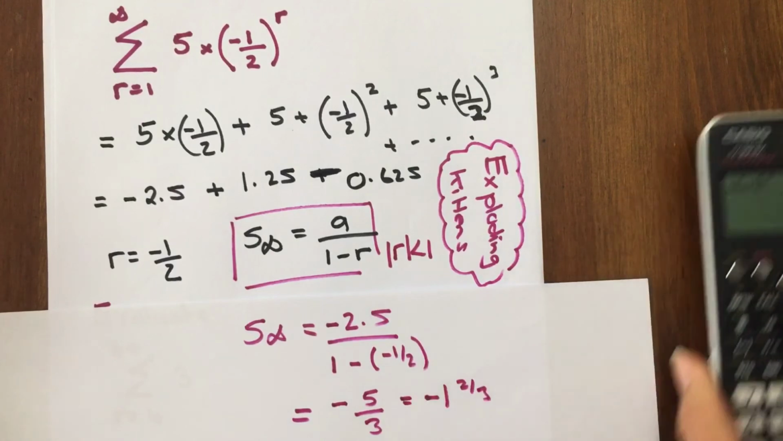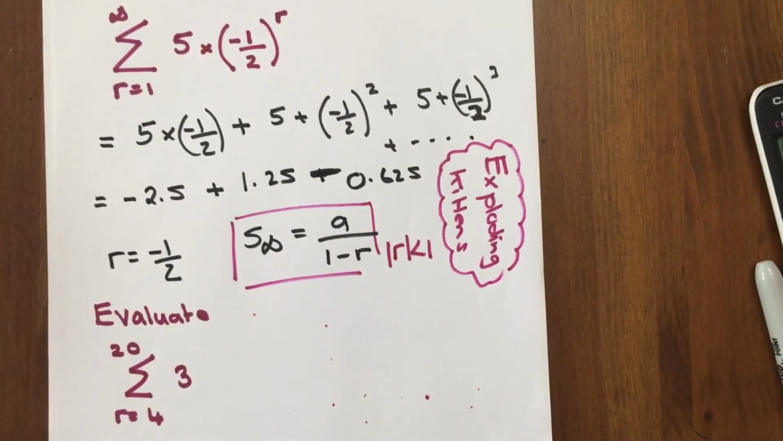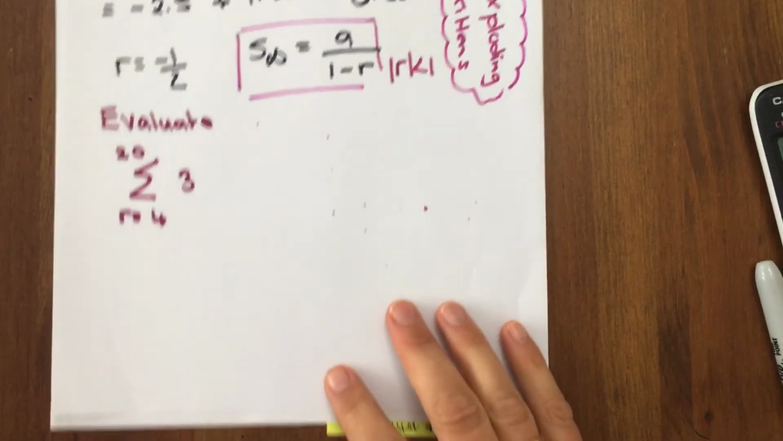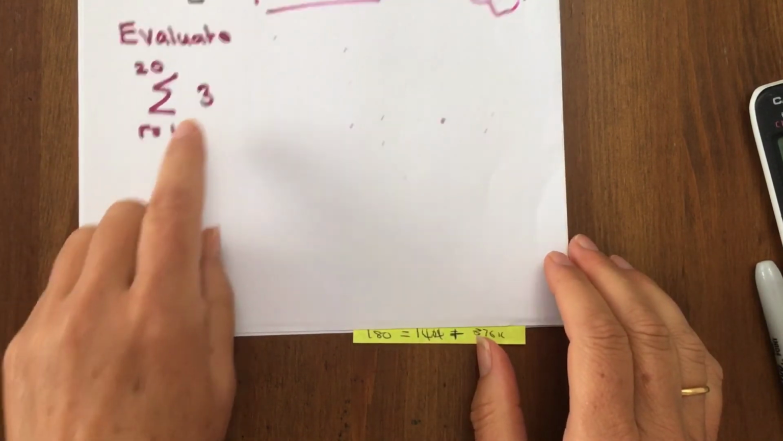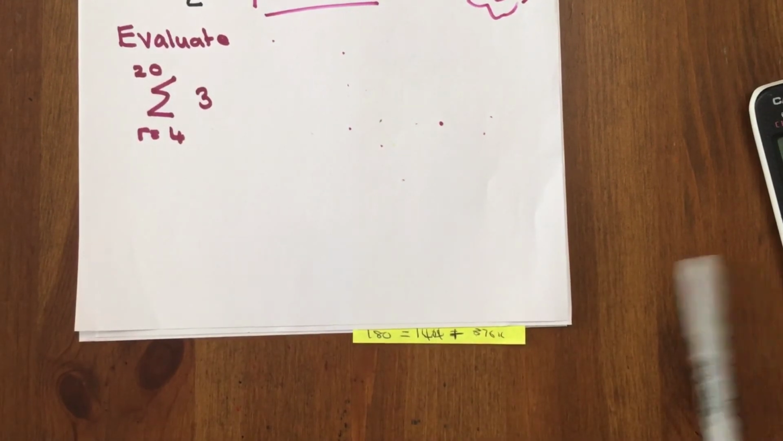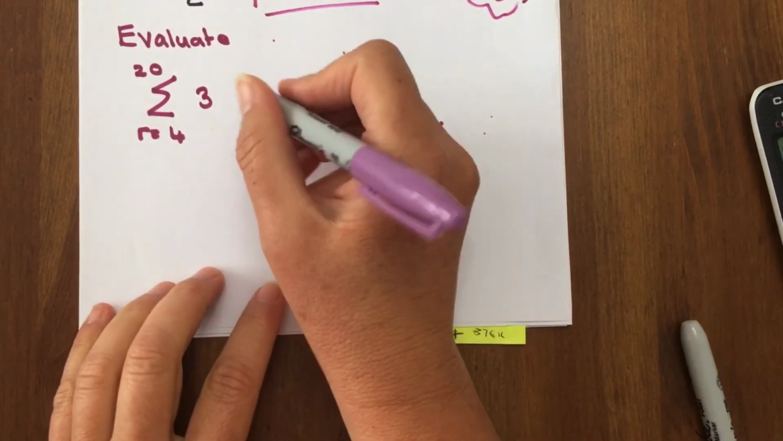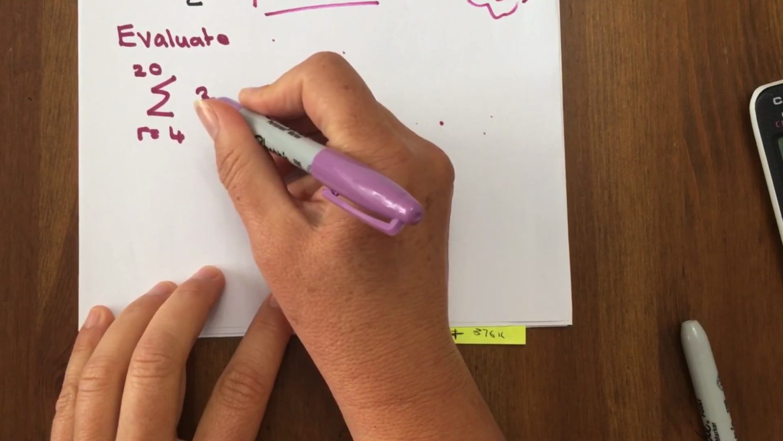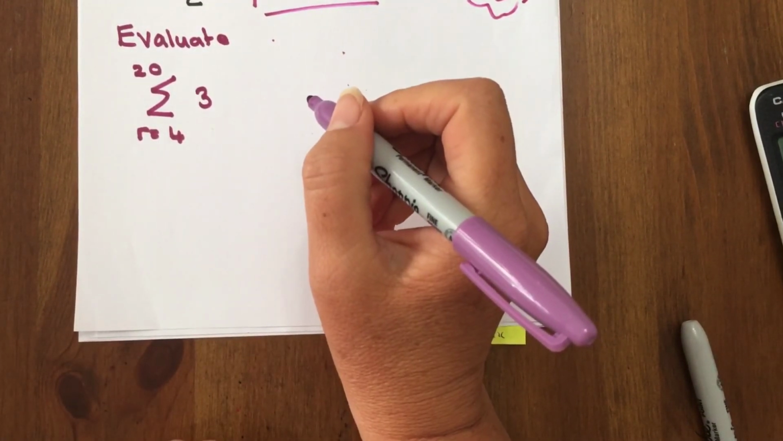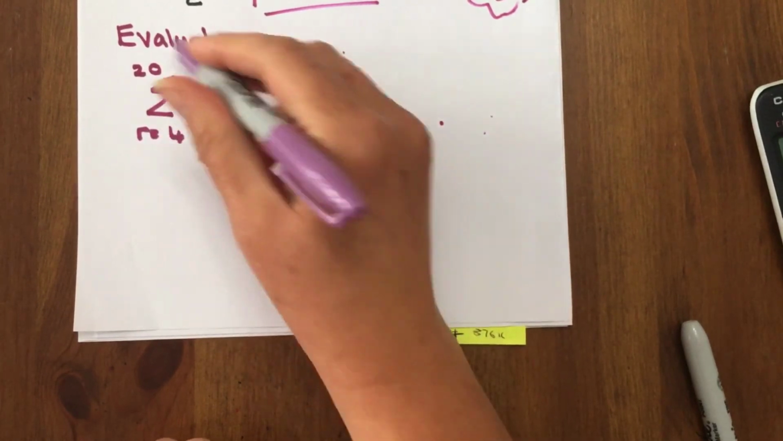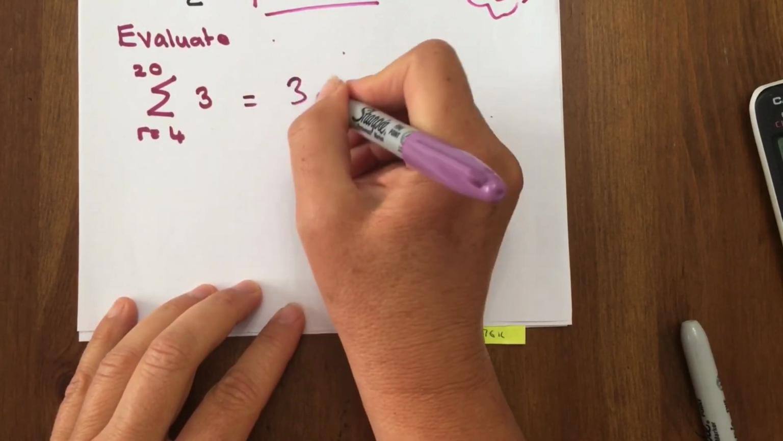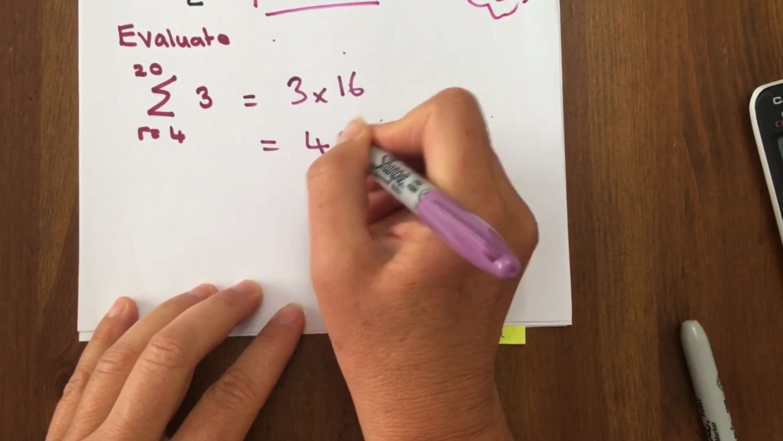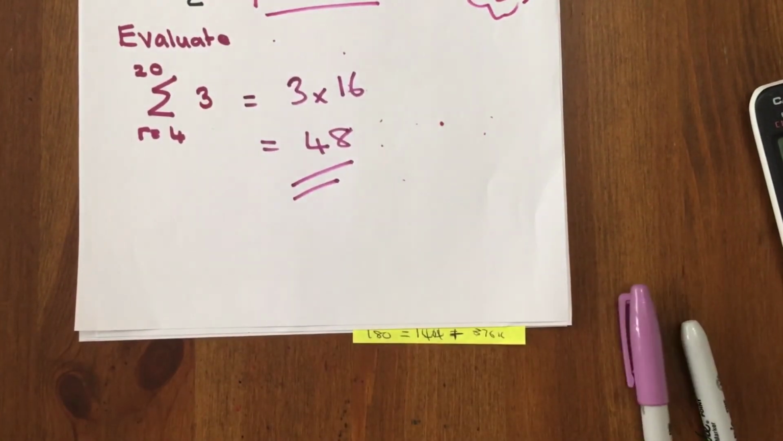Lovely jubblies. Right, last one. You're going to have a go at doing this one. Evaluate. Oh, it's just a 3 here. 3 from r equals 1 to 20. Well, all that means is I've got 3 how many times? Well, how many values have I got here? Well, I'll have 16 values. So this just means 3 lots of 16, i.e. 48. That's all that means.